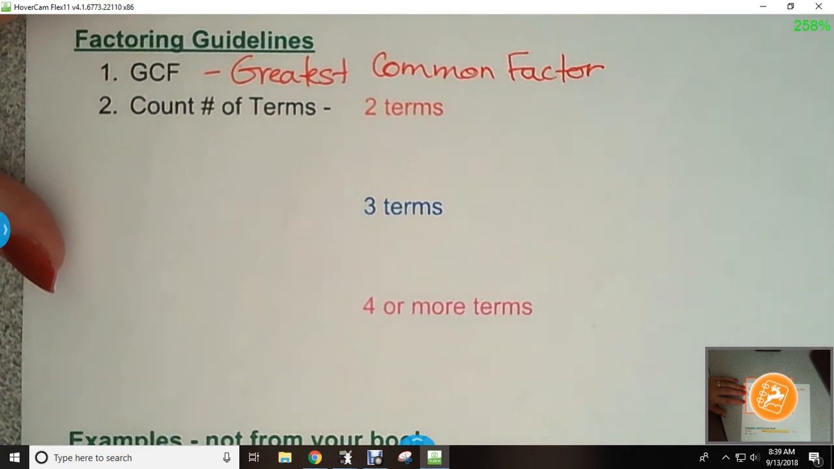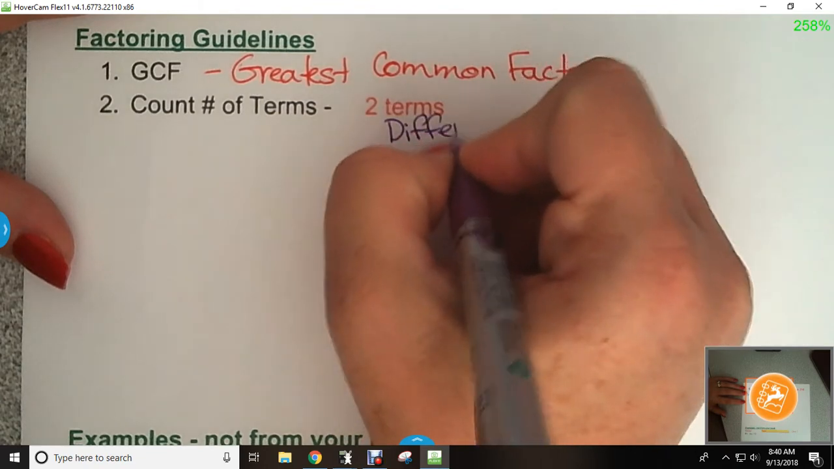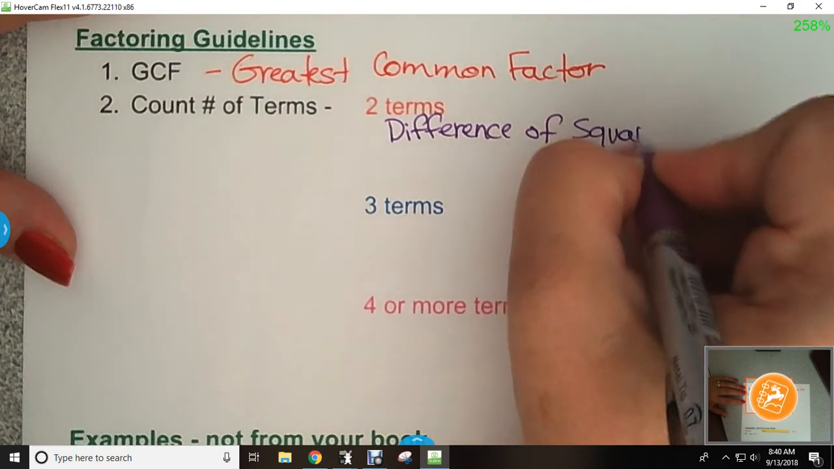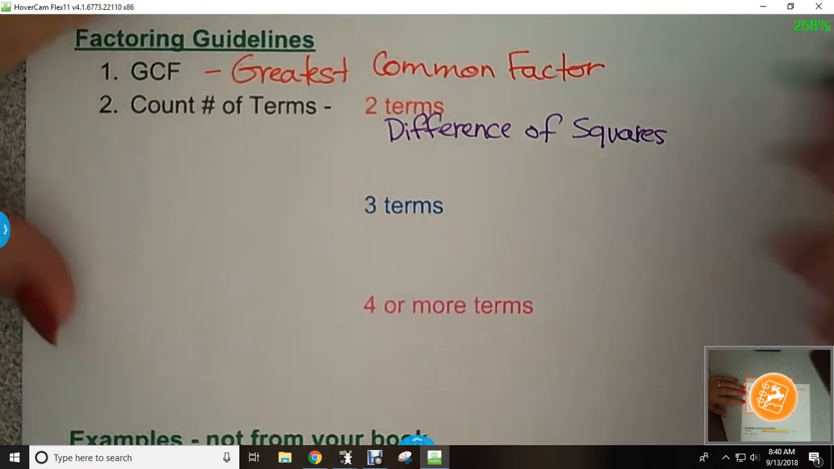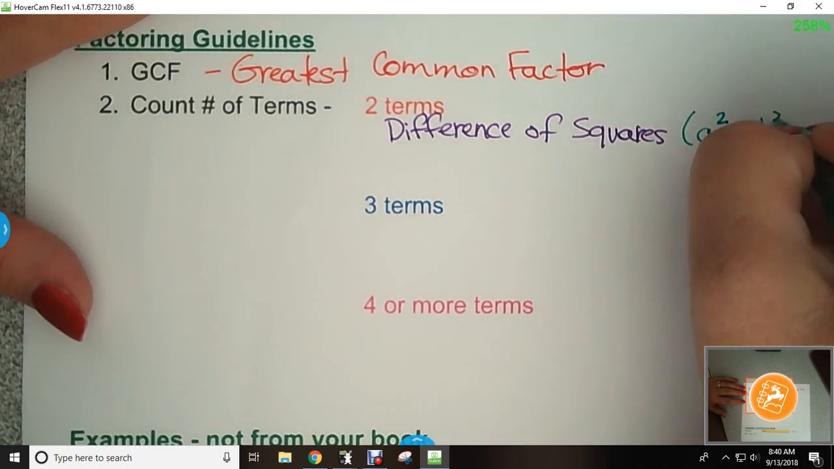Then, after you have done the greatest common factor, then you're going to count how many terms you have in your polynomial. Basically, you're just looking for how many different things are added and subtracted together. So if you have 2 terms, you've got 2 options. The first would be to factor using the difference of squares. And the way that looks is if you've got something squared minus something else squared.